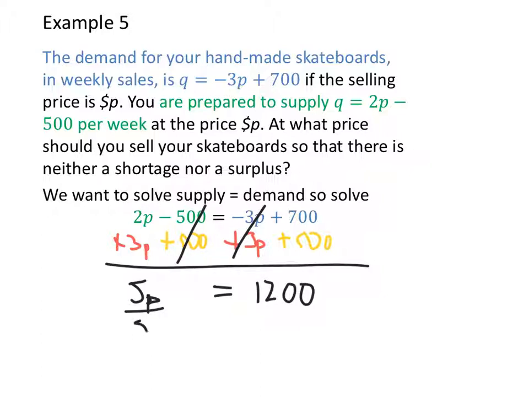To get P by itself, I'm going to divide both sides by 5. Now, of course, 5 goes into 1,000 200 times, and 5 goes into 200 40 times. Put those two ideas together, and 1,200 divided by 5 is 240. I'm going to sell these skateboards for $240 each. That way, I don't have to have a big warehouse to store my extra supply, and I don't have customers that are upset that I don't have a skateboard ready for them when they're ready to buy. Supply equals demand, a nice little equilibrium when my handmade skateboards are $240 each.